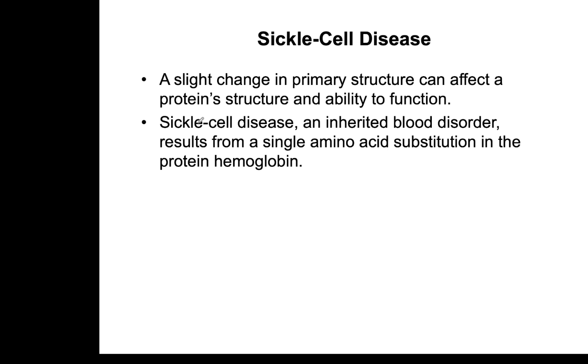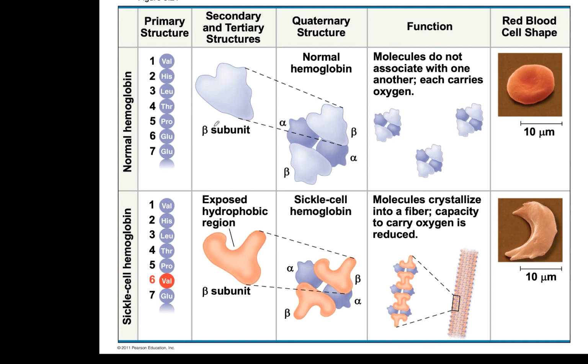One example is sickle cell disease. A slight change in primary structure can affect a protein's structure and ability to function. Sickle cell disease, an inherited blood disorder, results from a single amino acid substitution in the protein hemoglobin. So normal hemoglobin has this primary structure of a protein, and this primary structure further folds and twists to form secondary and tertiary structure and eventually quaternary structure. And this is normal hemoglobin.